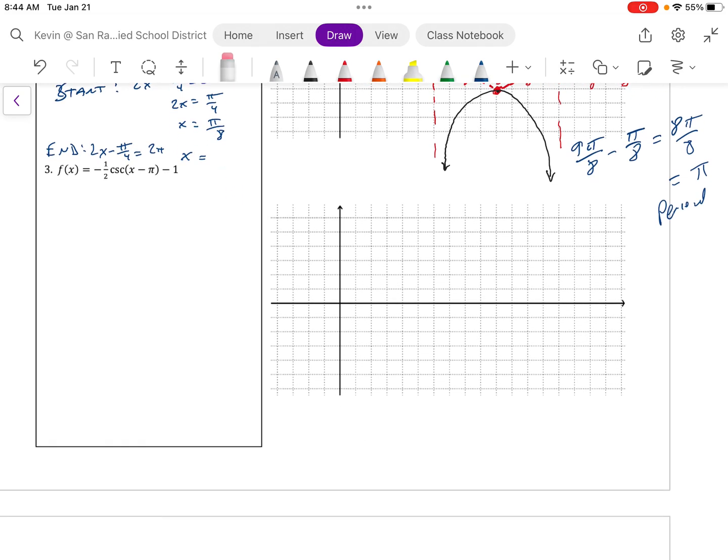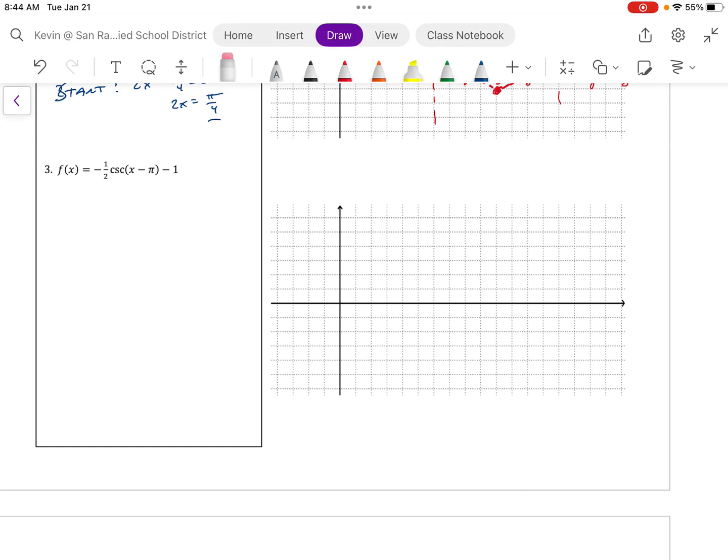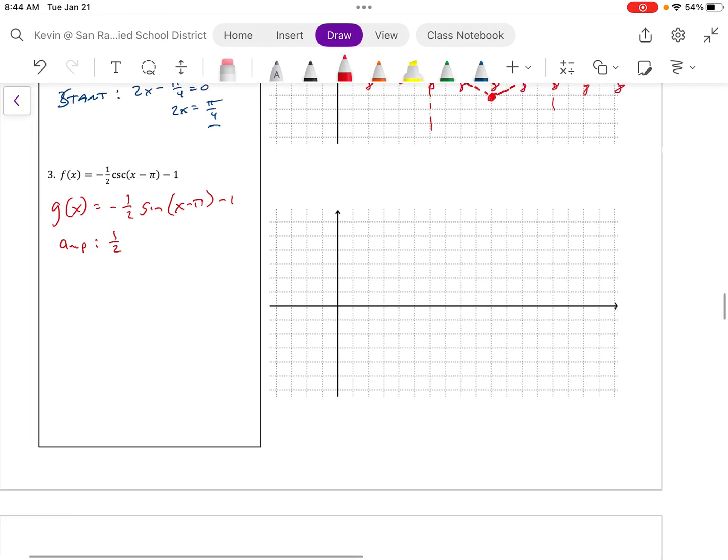Okay, let's go ahead and do 3 and be done with this. So we're going cosecant, so we're back to doing sine. So I'm going to say g of x equals negative 1/2 sine of x minus pi, minus 1. So let's identify everything. First, our amplitude is 1/2. It's not negative 1/2 because it's the absolute value of a.